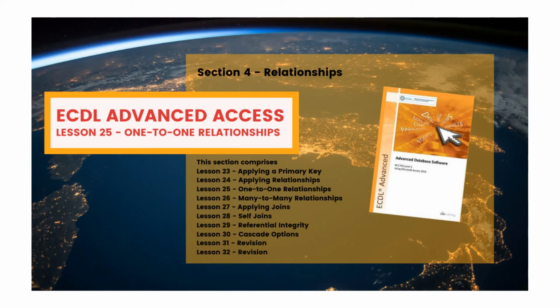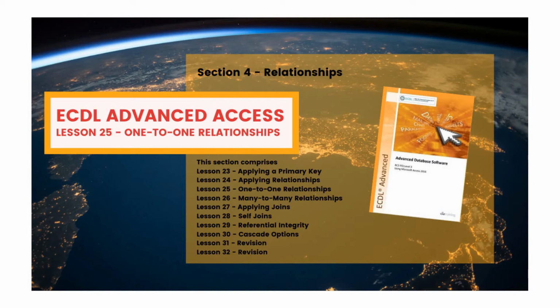ECDL Advanced, Access, Lesson 25, One-to-one relationships. A one-to-one relationship is used where one record in one table is linked to only one record in another. This can be used to split a large table with many fields, or if part of a table needs to be removed for security reasons, or if the second table contains optional data which is not always required.